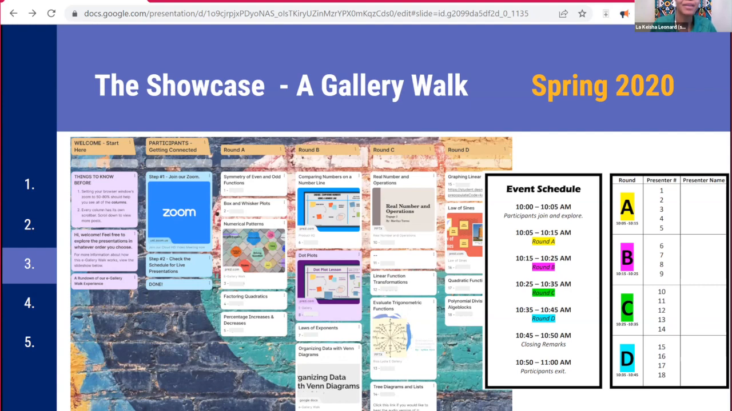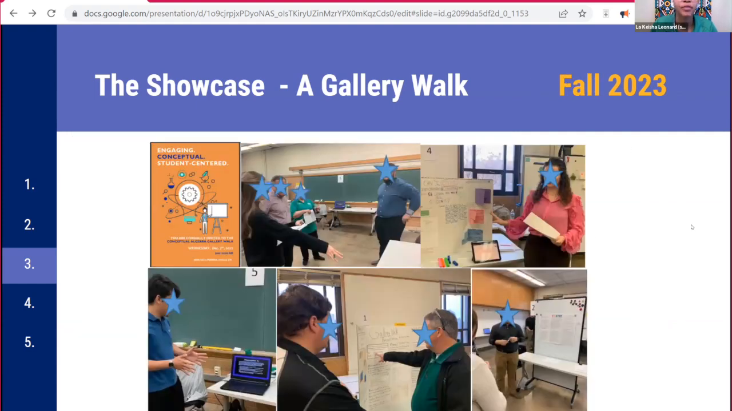And of course, they're like, man, I wish we had more time. I wanted to see everybody's. And so I always make sure that there is a virtual place where they can go back and look at people's presentations. And so this is last semester, our gallery walk.